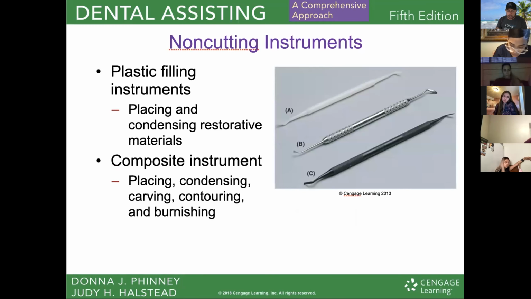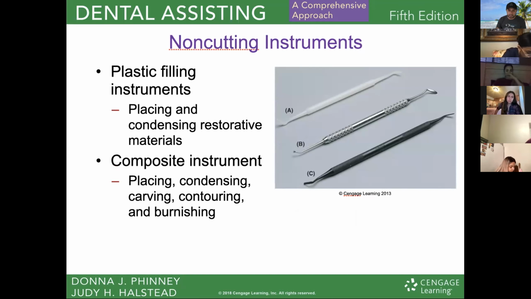Another type of non-cutting instruments are instruments that are used after a cavity has been prepped. So after all the cutting is done, these instruments are used to place and shape restorative materials. They are used for placing bases and liners, also placing amalgams and composites, and contouring and smoothing final restorations.